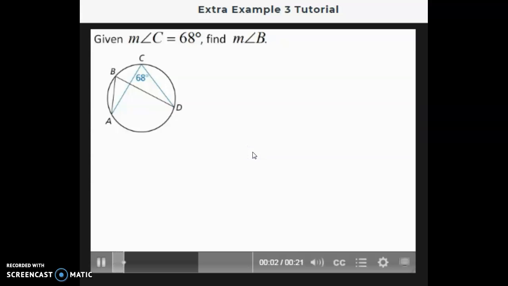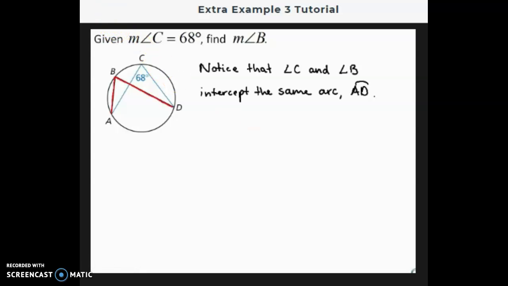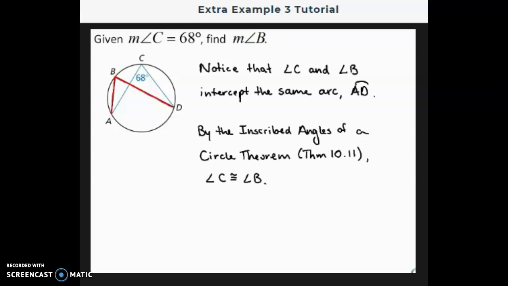Given the measure of angle C equals 68 degrees, find the measure of angle B. Notice that angle C and angle B intercept the same arc, arc AD. So by the inscribed angles of a circle theorem, angle C is congruent to angle B. Thus, the measure of angle B equals 68 degrees.